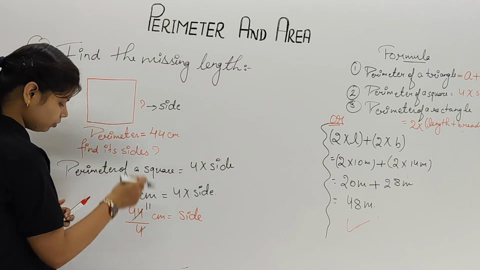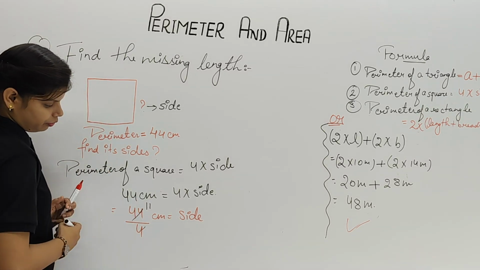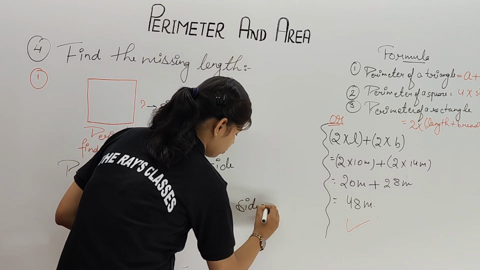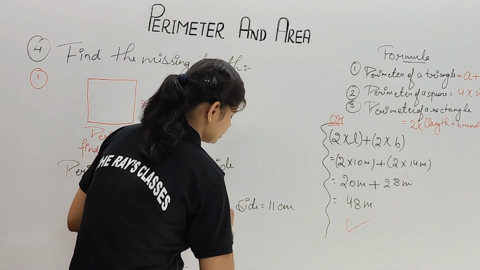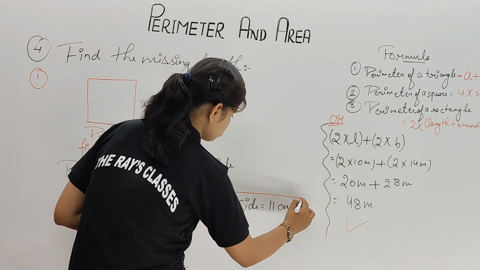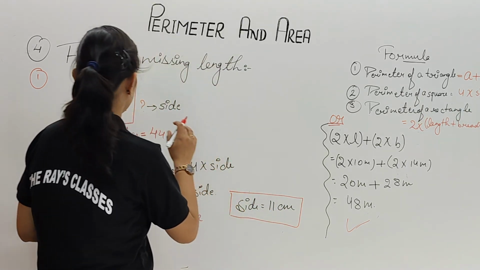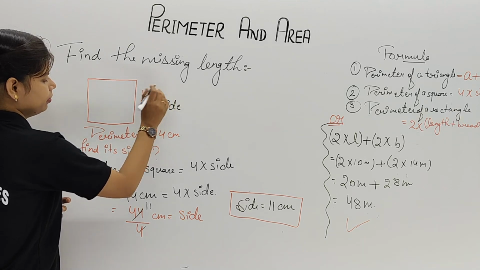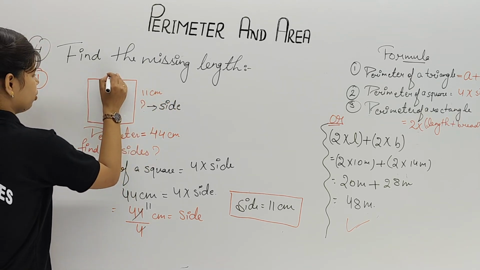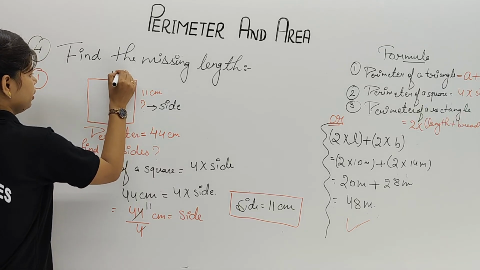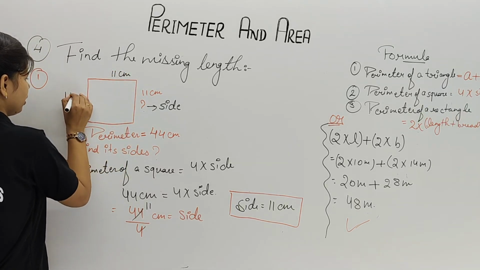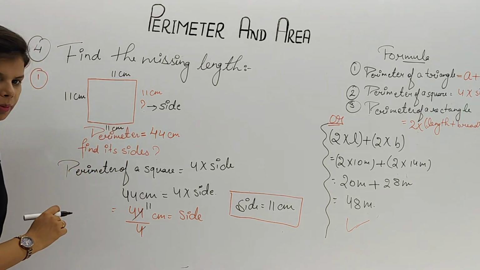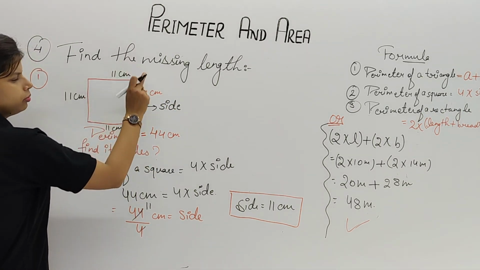44, 4 ones are 4, 4 ones are 4. So your side is what? Side equal to what? 11 centimeter. This is your one side. That means if it is asking what is the side, this side you are having how many centimeter? 11 centimeter. Now this side also you are having 11 centimeter. This side also you are having 11, and this side also you are having 11. Combining together, this will be your 44.